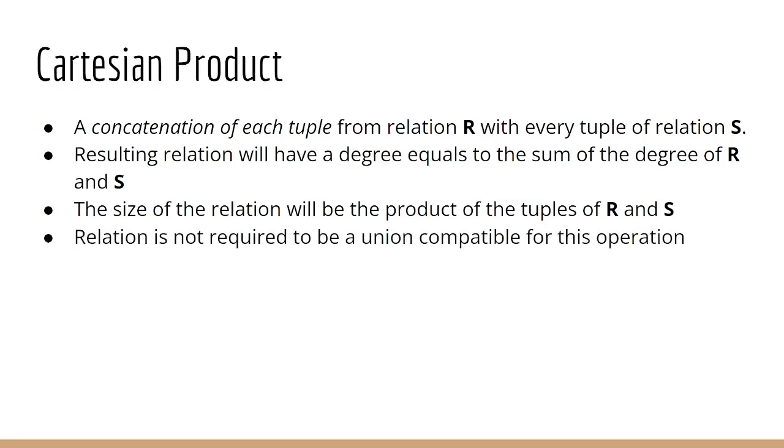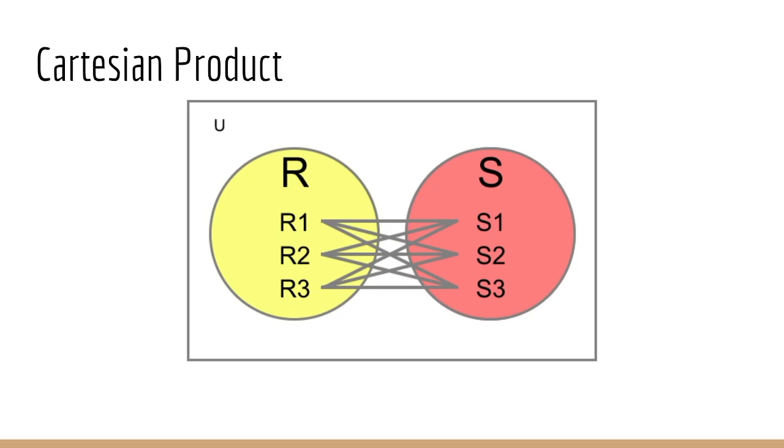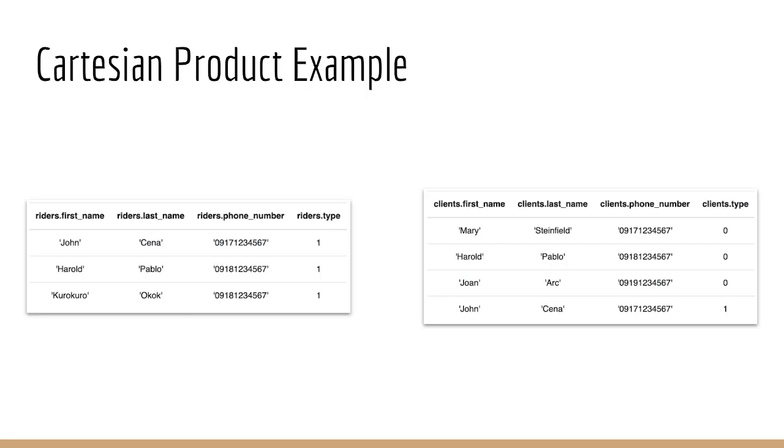And this time, it is not required to be union compatible. Cartesian product is denoted as relation R cross relation S. So from this diagram, we can expect that the result should be each element of relation R paired with each element of relation or set S. So did you get all the concept of Cartesian product? If not, let's have an example.